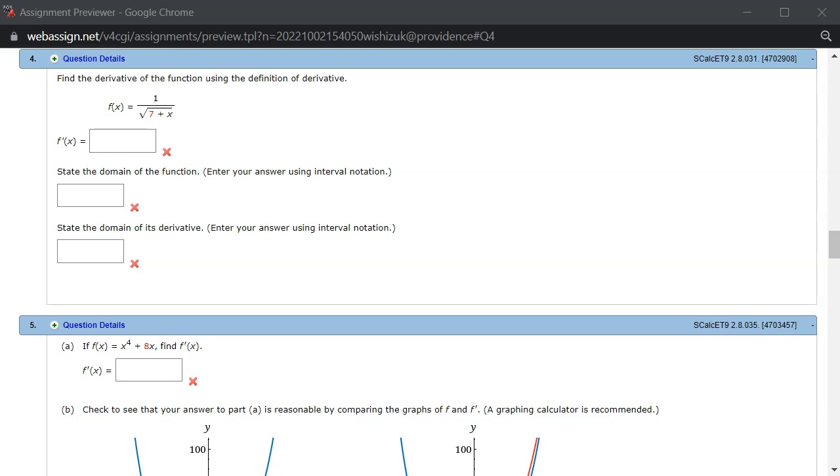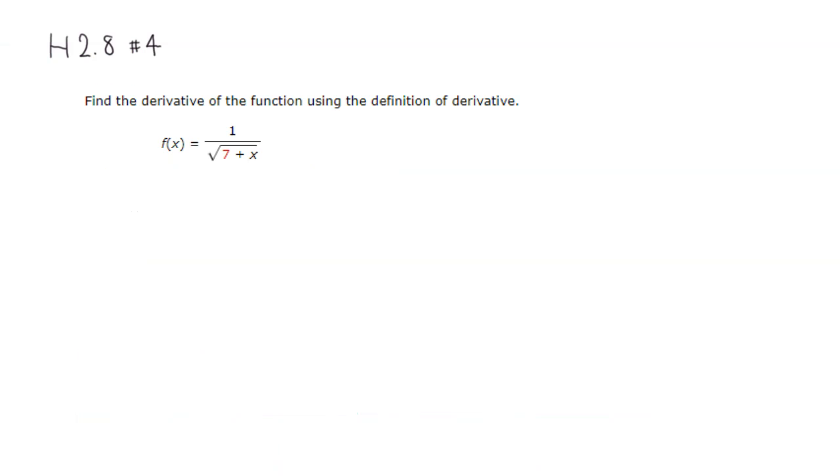All right, let's look at homework 2.8, problem number 4. Let's find the derivative of this function using the definition of derivative. So we want to find f prime of x, which is going to be equal to the limit as h approaches 0.